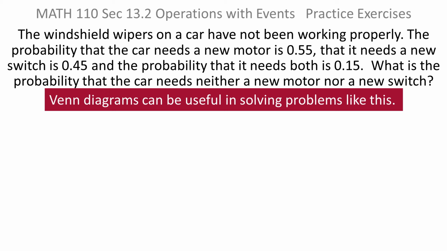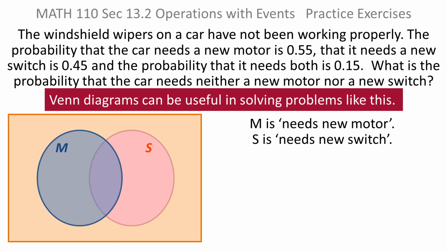This is one of those problems where I would highly recommend using a Venn diagram. I think it's very useful. If I have one circle for needs a new motor, I'll call that M, and another circle for needs a new switch, I'll call that S. The probability that it needs both is 0.15, so that will be the intersection of those two circles.